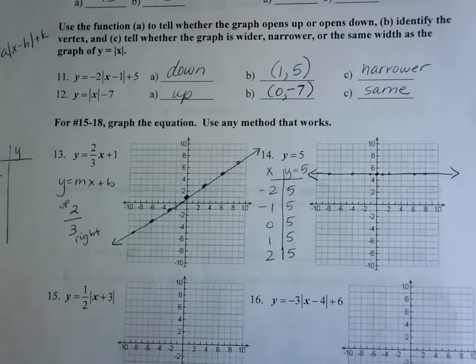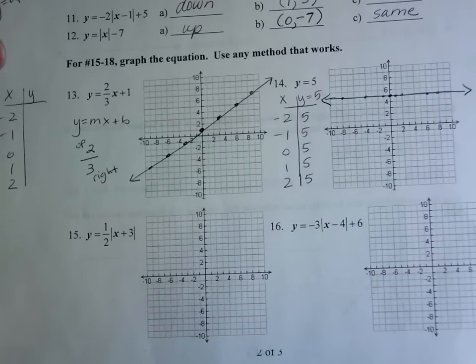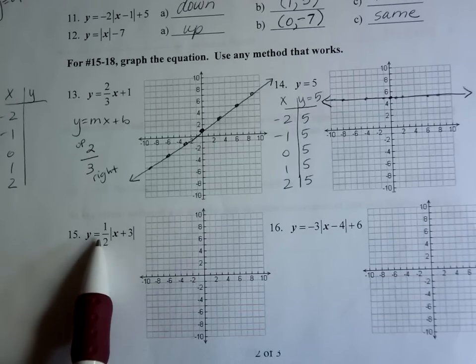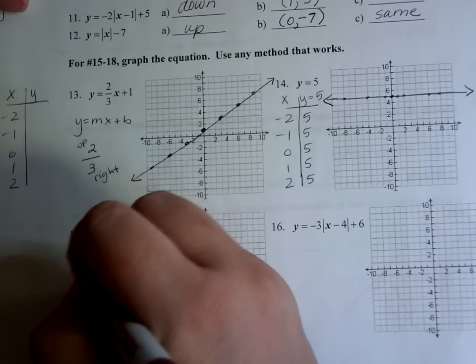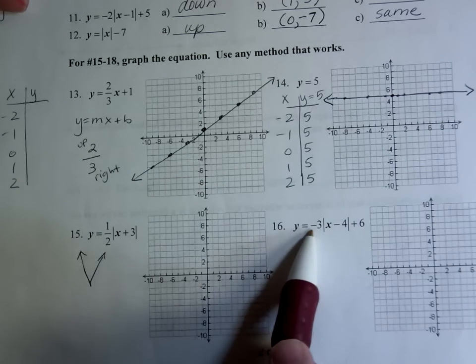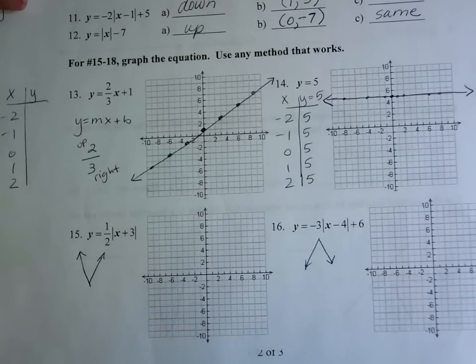Okay, now when you get to 15 and 16, if you see absolute value and you're graphing, you must expect a V. Absolute value graphs always are the shape of a V, either an upside down V or a right side up V. One of the two. I can tell right now because this has a positive, it's right side up. It's going to be like this. Because this has a negative, it's going to be like this. So that's the first thing I notice about those two.